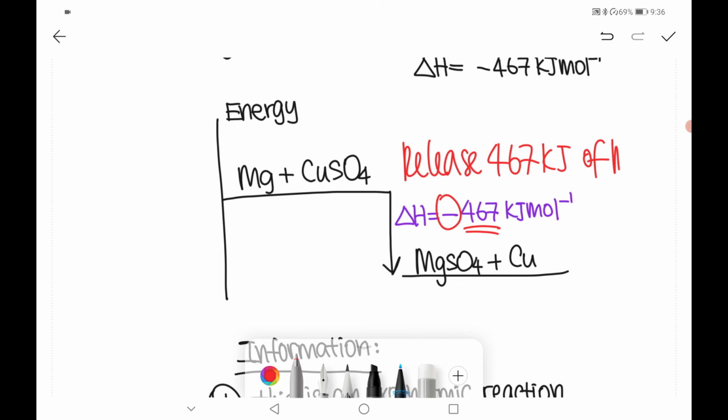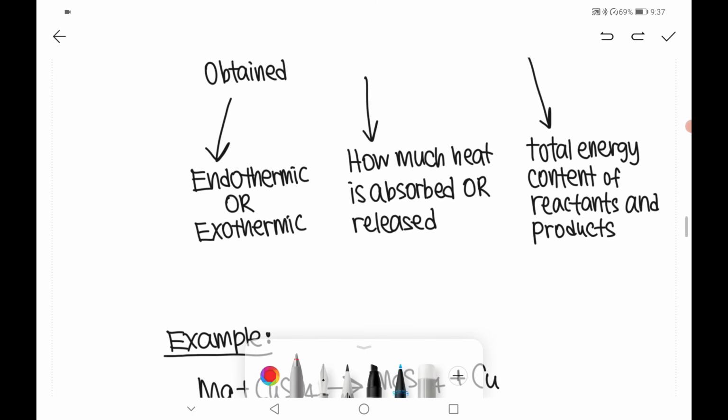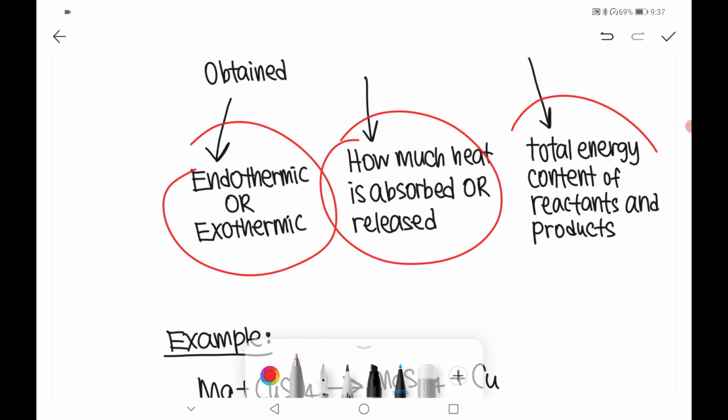What do you release? You release heat. Where do you release the heat? To the surrounding. After that, you can mention who has higher energy. So like this, you can say the total energy content of reactant is higher than the total energy content of product. So these are three important pieces of information that you can get from the energy level diagram.